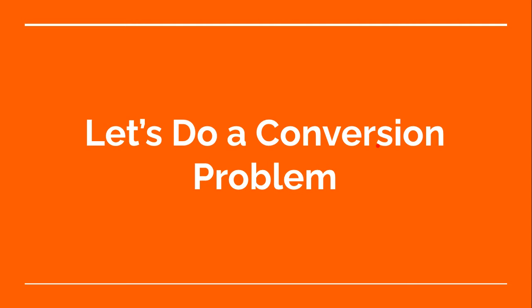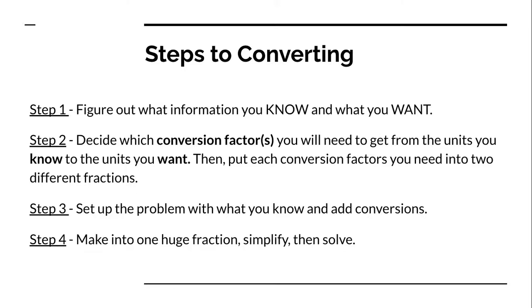Now, let's actually do a conversion problem. So these are the general steps. I listed them all in one slide for you so that you could have it easily accessible, but I've gone through step by step on the coming slides. Step 1, figure out what information you know that the problem has given you, and then what information you want. Step 2, decide which conversion factor or factors, sometimes you need more than one, you're gonna need to get from the units you know to the units you want.